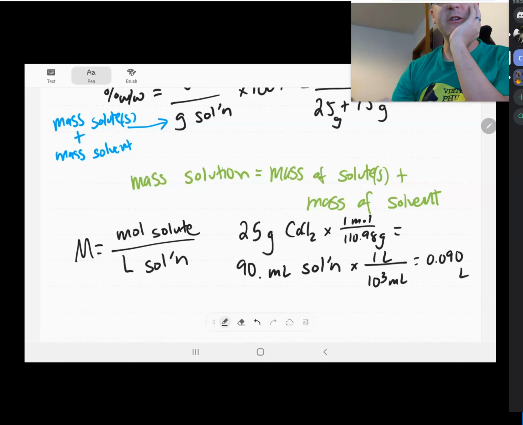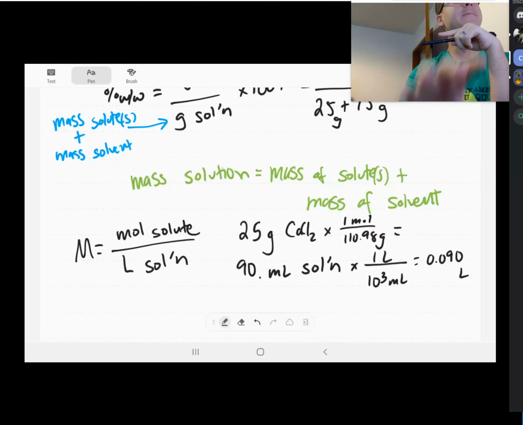There's your hint for your exams in the future. Just Wikipedia your molar mass. It's an easy shortcut for you. Okay, cool. So let's do this calculation.